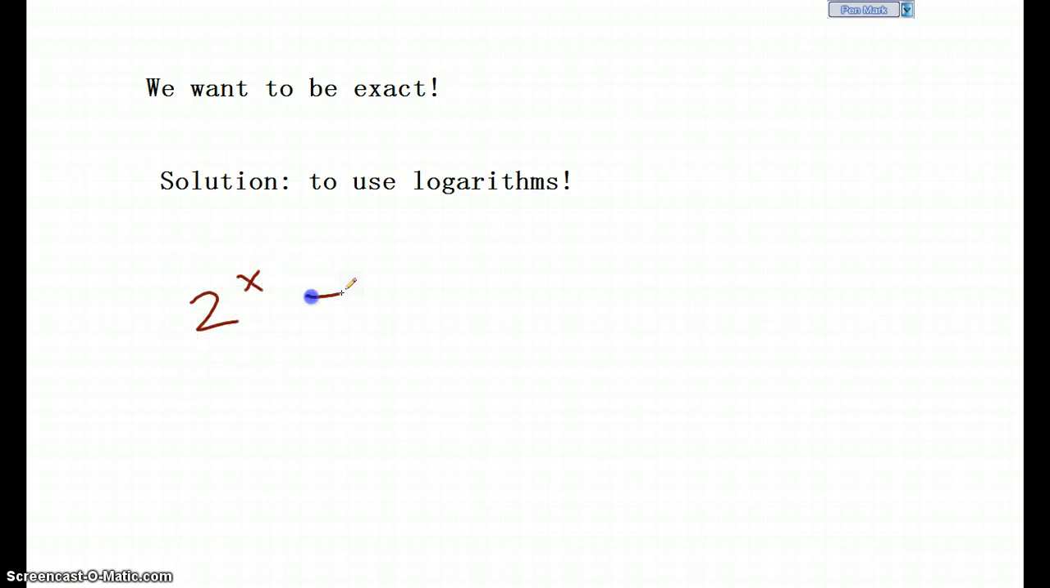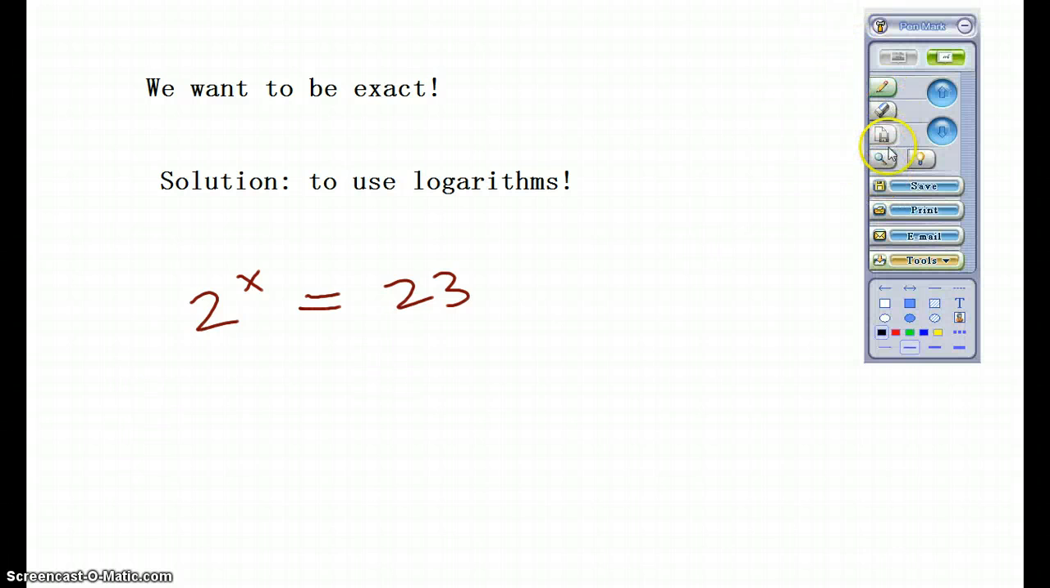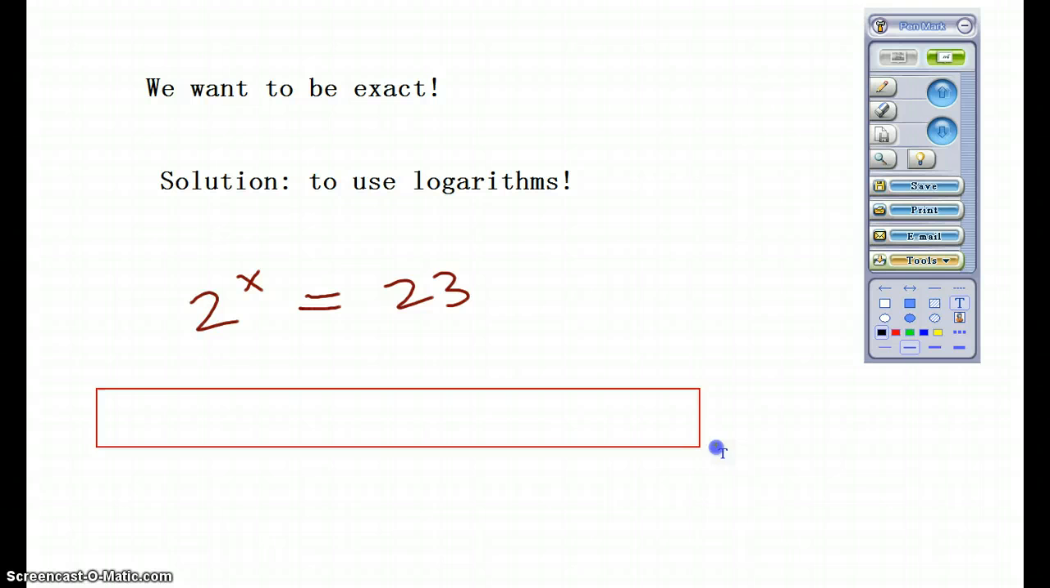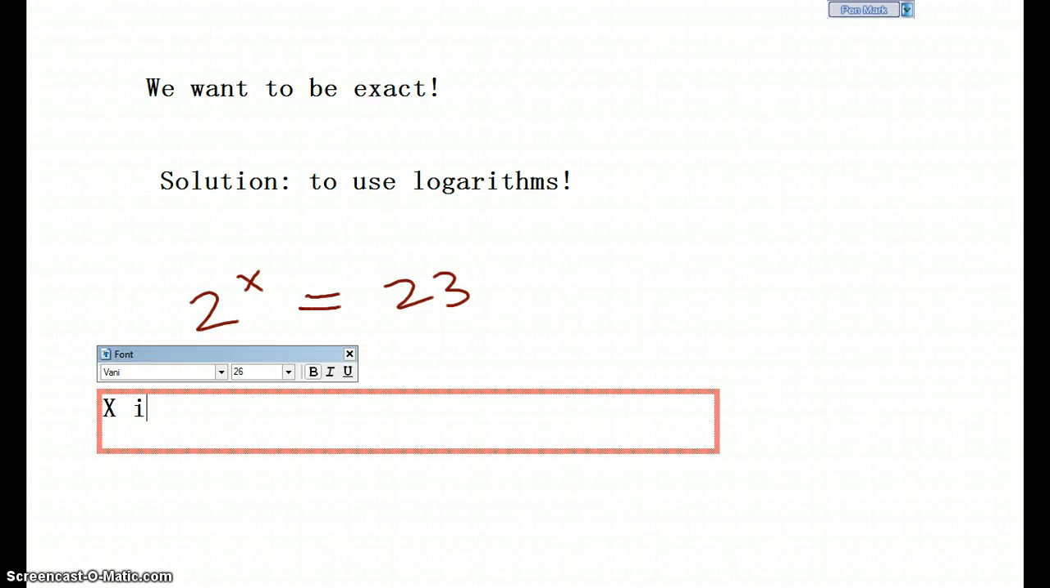We're trying to solve this setting: 2 to the x equals 23. What are we looking for? Well, what we want to find is x. We want to isolate x. So I will write this statement in terms of what x is. Here's what I'll say. X is a power. X is the power. Okay, well, what is the power of? X is the power on 2 that results in 23, or that gives me 23.